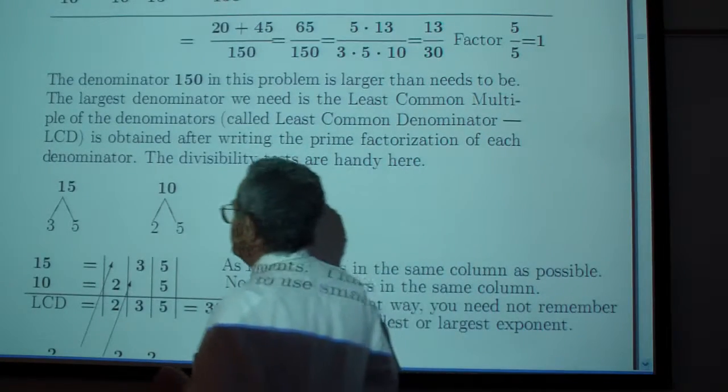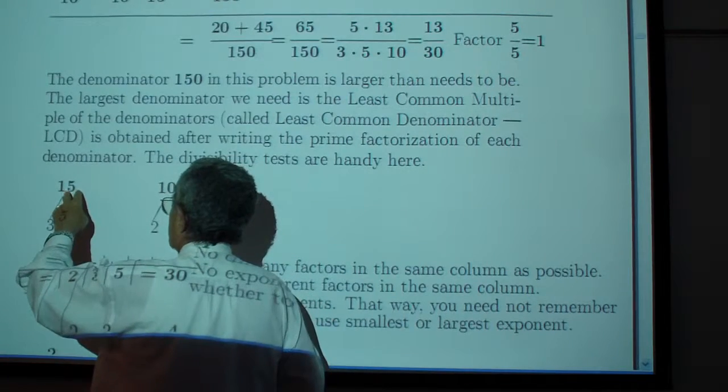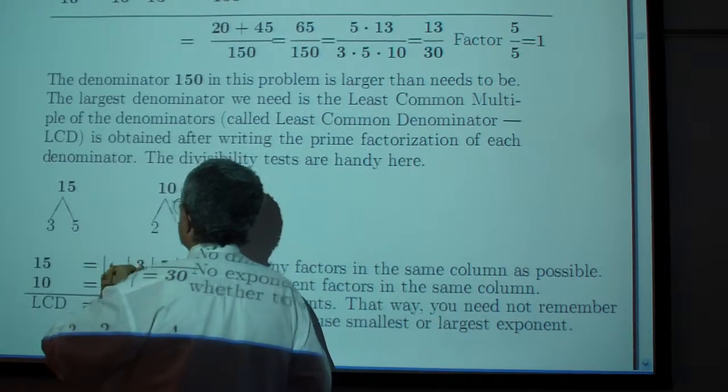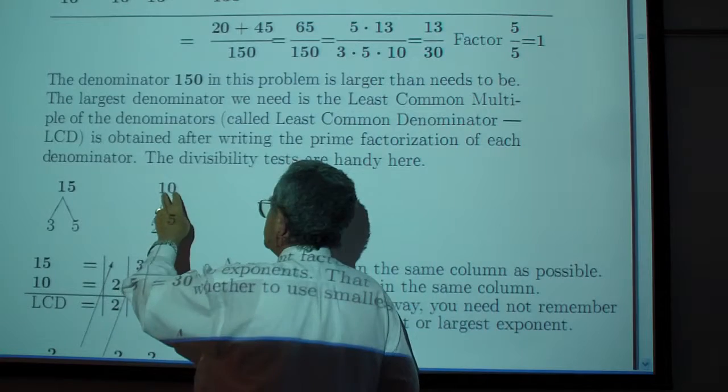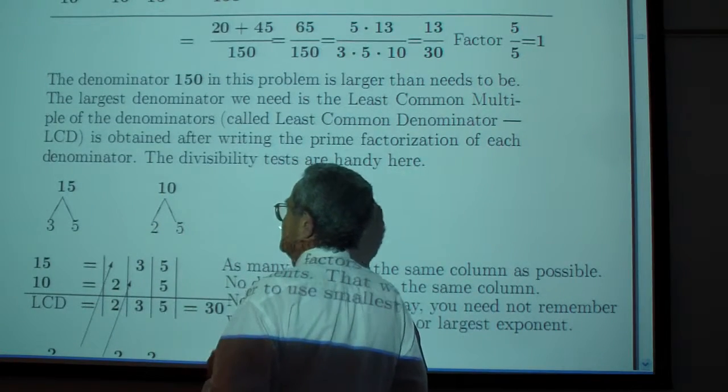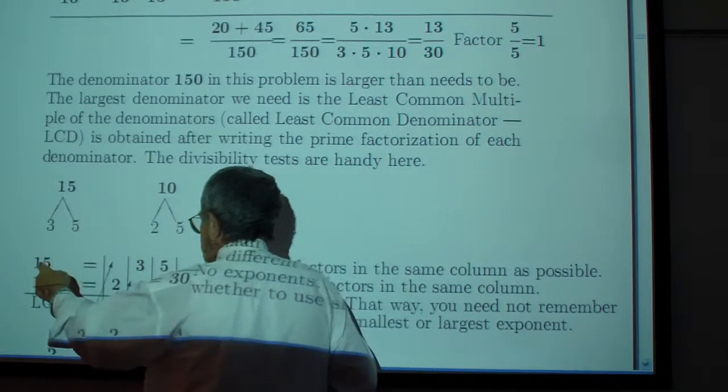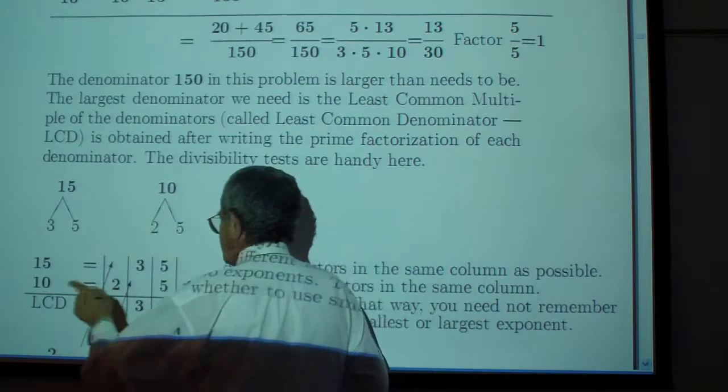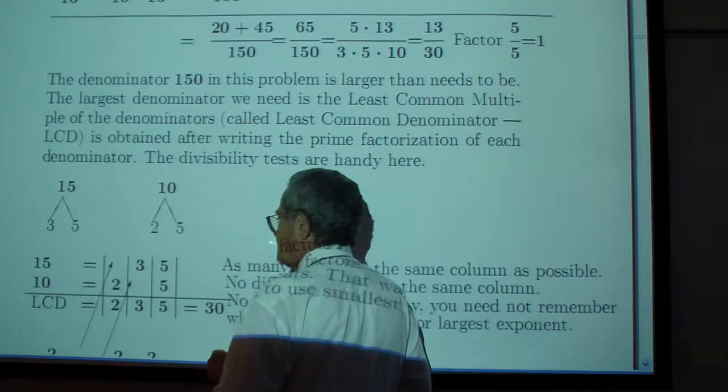Can I divide 15 by 2? No. Can I divide by 3? The sum is 6, yes. 3 times 5. Can I divide 10 by 2? Yes. 2 times 5 is 10. Write the 15 as 3 times 5. Write the 10 as 2 times 5.